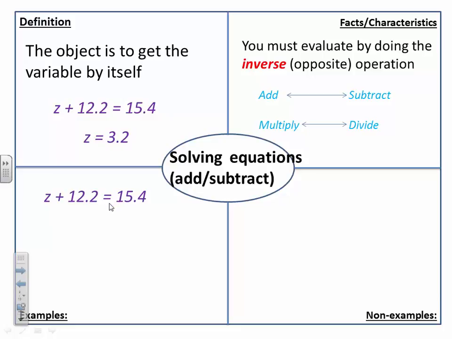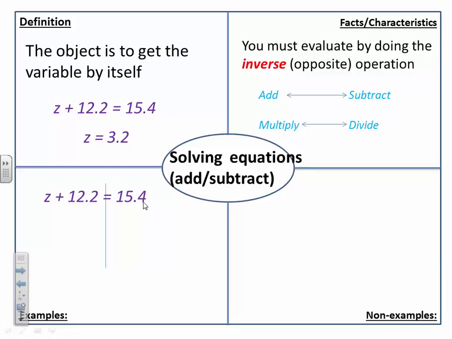Okay, so an example. This is the one we started with: z plus 12.2 equals 15.4. Same one we started with. We're going to get this answer, but we've got to realize how to do it. First thing we're going to do is say any equation has two sides. It has a left side, it has a right side. Any equation has two sides.